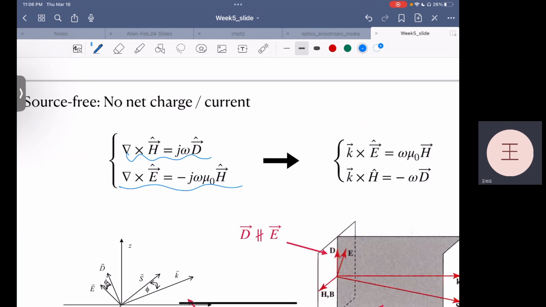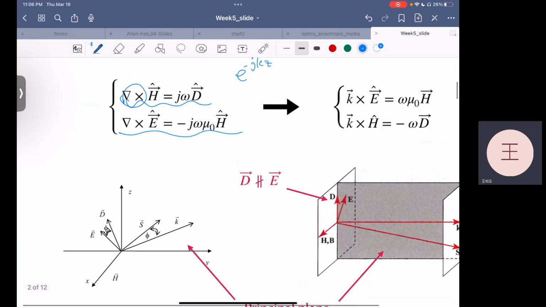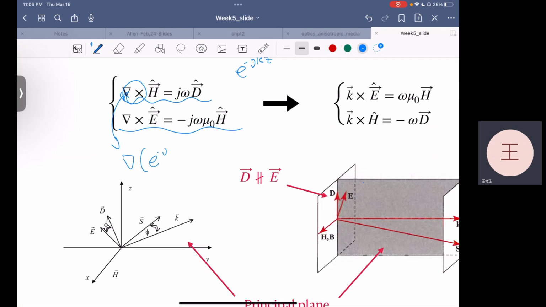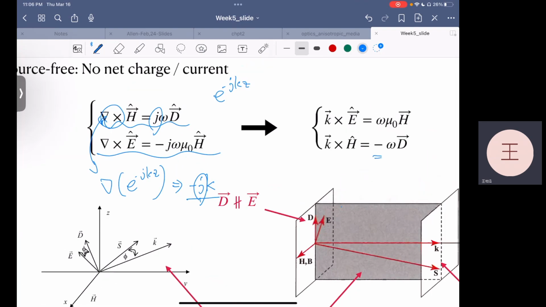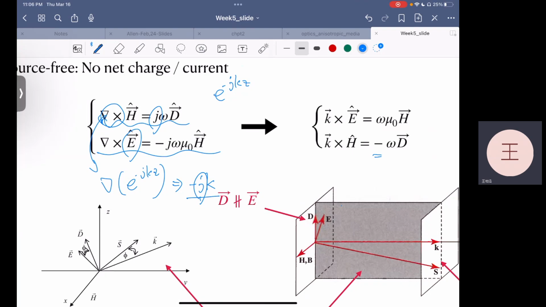Starting from the curl, we know that the curl vector, because we suggest that the electric field and the magnetic field both have the form of exponential to the minus jk z, this term gives the gradient of the exponential term, and thus drops down the minus jk. With the minus jk, the j will eliminate with each other and then leave the minus sign. Thus, we have the minus sign here. Similarly, this can be applied to the electric field case. Thus, we will have these two relationships.